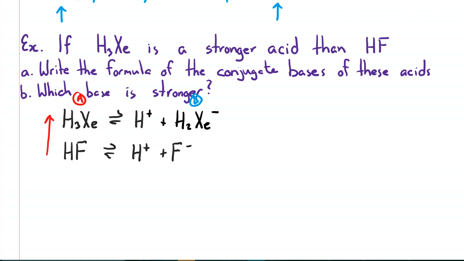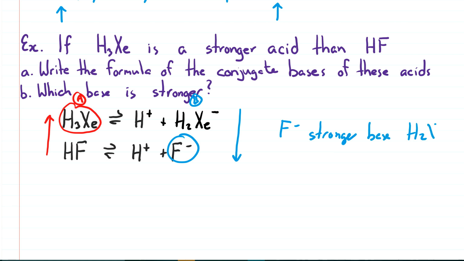Now, the acid strength increases as you go up the acid column, but the base strength decreases as you go down on the base column. So although this acid here is stronger than HF, which would be the stronger conjugate base then? So the one lower down is the stronger base, so fluoride would have to be the stronger base here. So fluoride ion would be a stronger base, meaning it would ionize more than H2Xe minus.